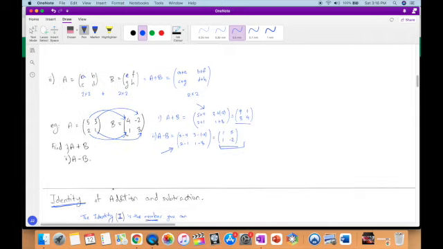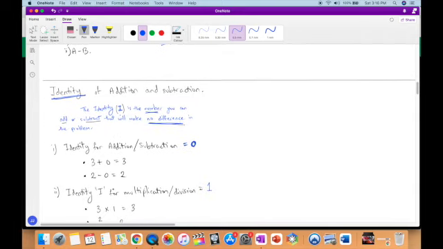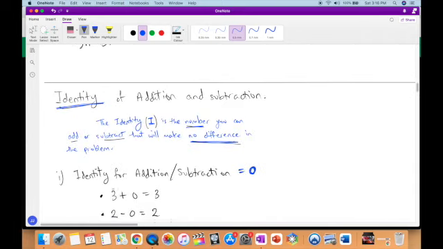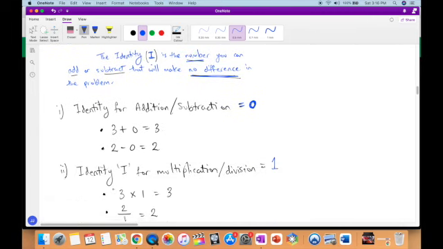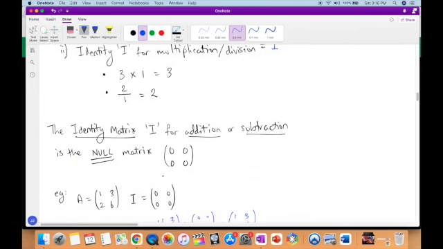We were actually doing some, did we do that yet? No, right? We spoke a little bit about identity, and we saw that the identity matrix for addition is the null matrix 0, 0, 0, 0.